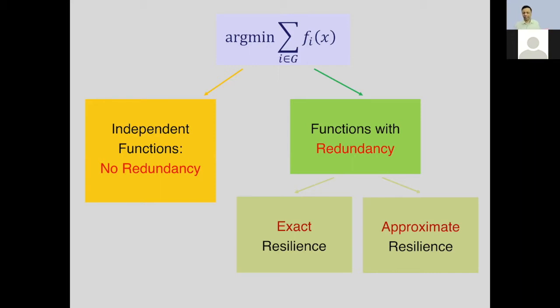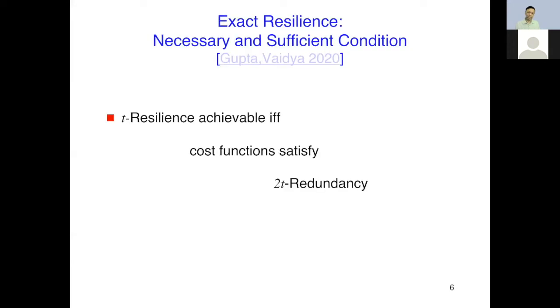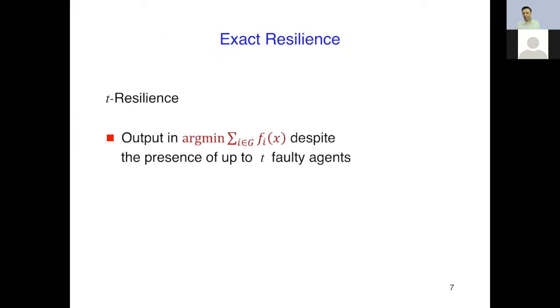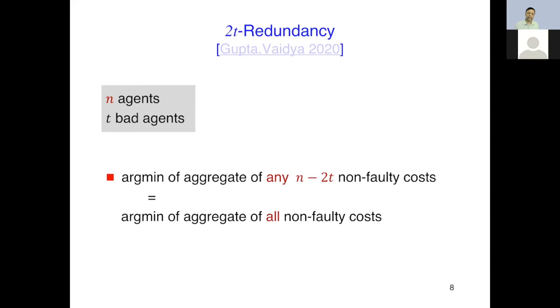And then we discussed the cost functions that have redundancy. In particular, we discussed the notion of exact resilience, where we argued that T resilience is achievable if and only if 2T redundancy is available, where T resilience meant that we want to compute that argument precisely, meaning we do want to compute an argument that minimizes the aggregate cost over all the good agents, even if some of the agents are faulty, in particular up to T agents are faulty, and without actually knowing which T agents are faulty. And that resilience can be achieved if and only if we have this so-called 2T redundancy property.